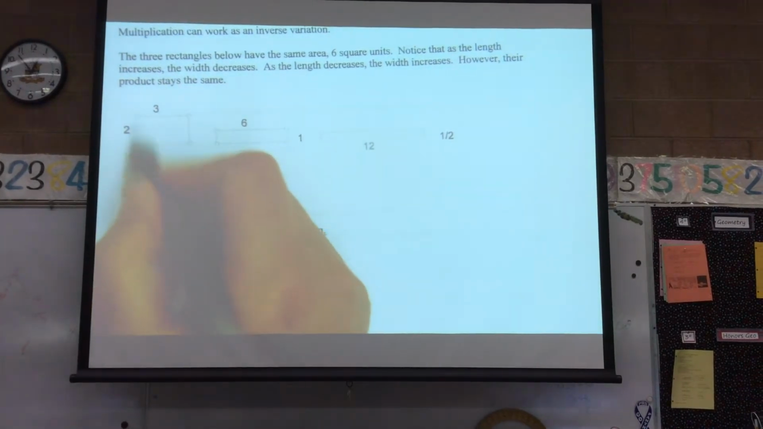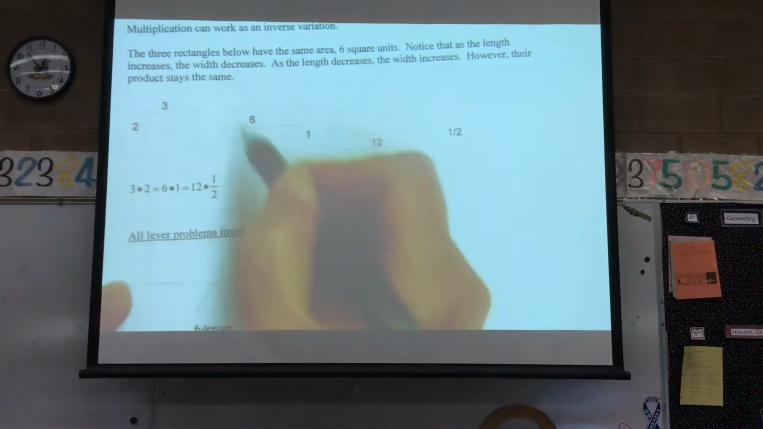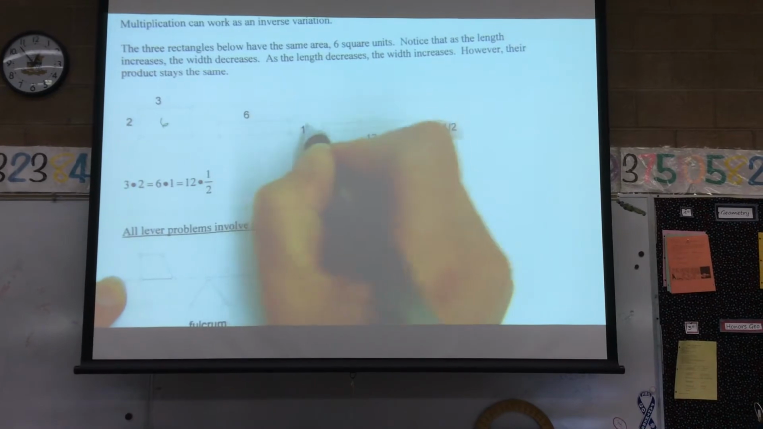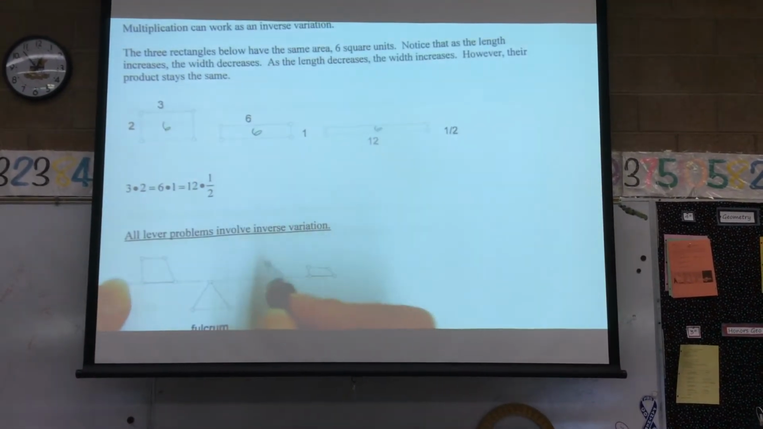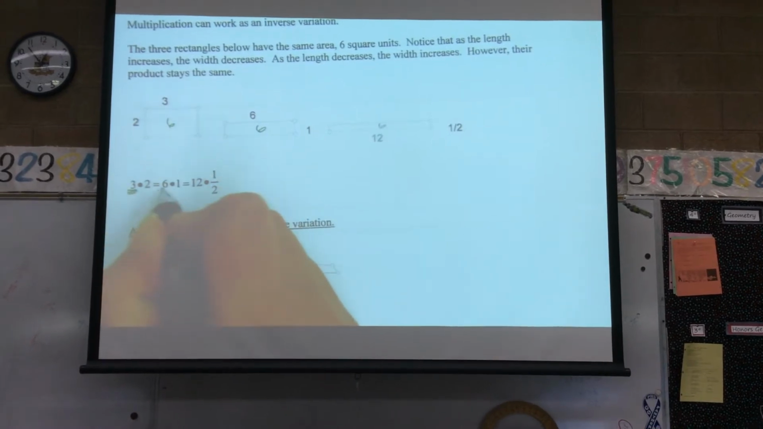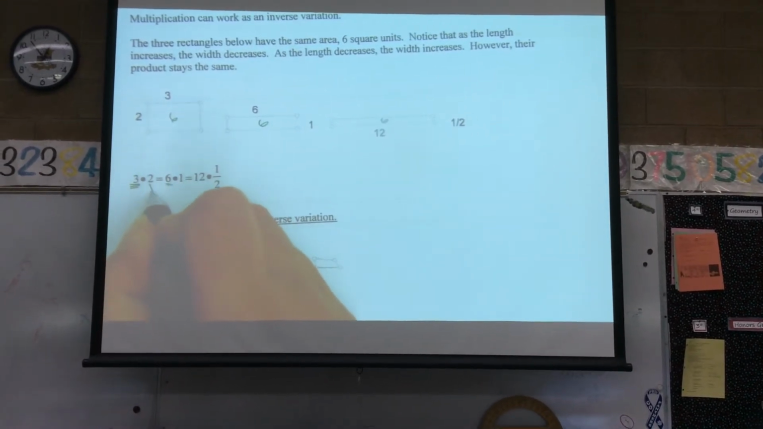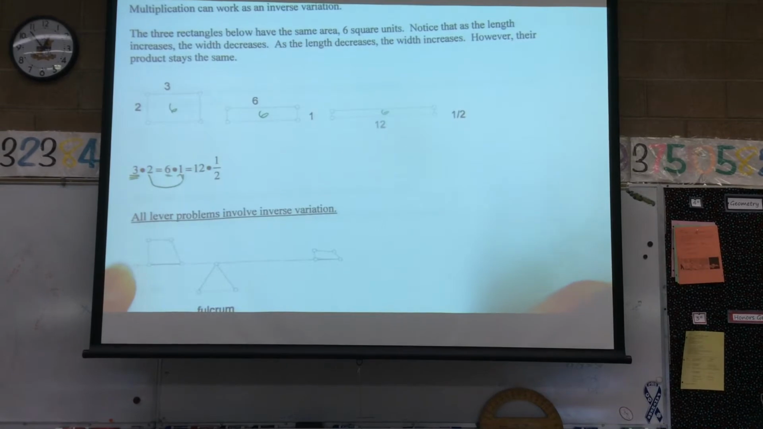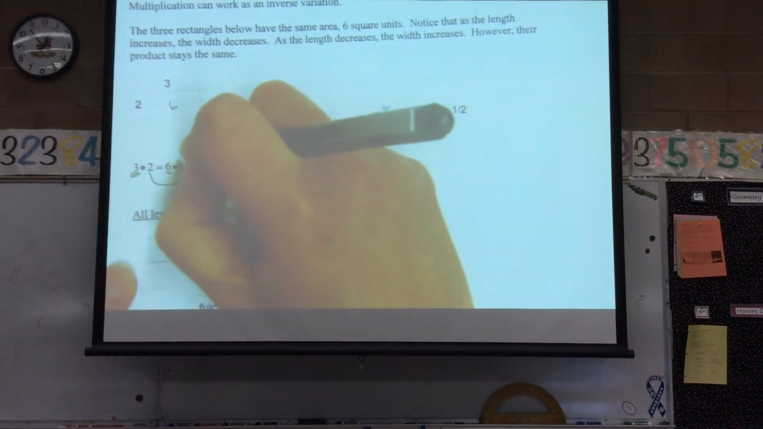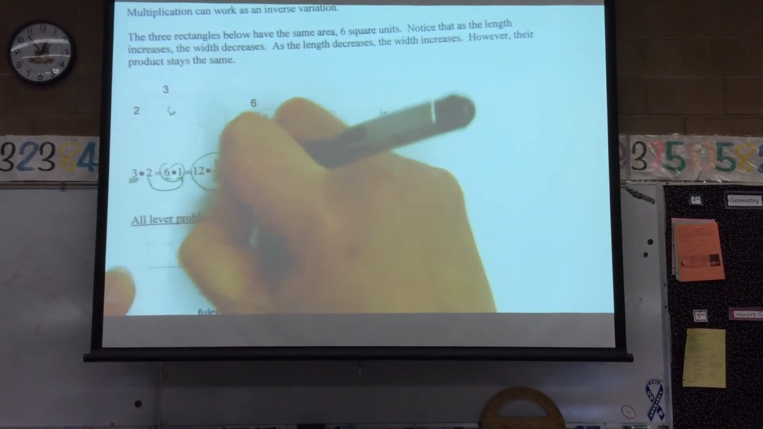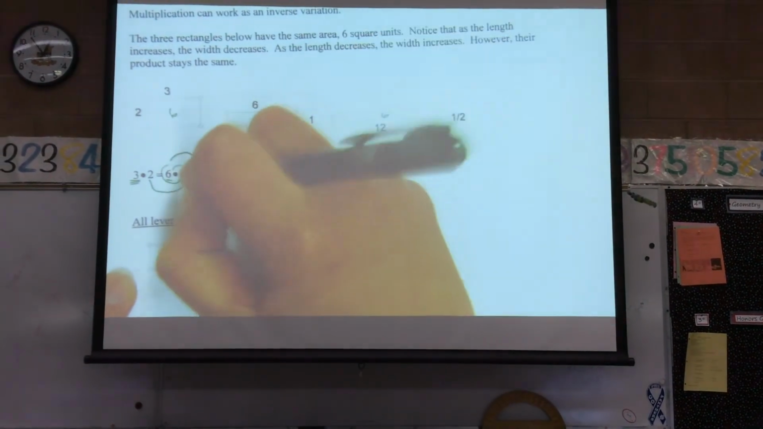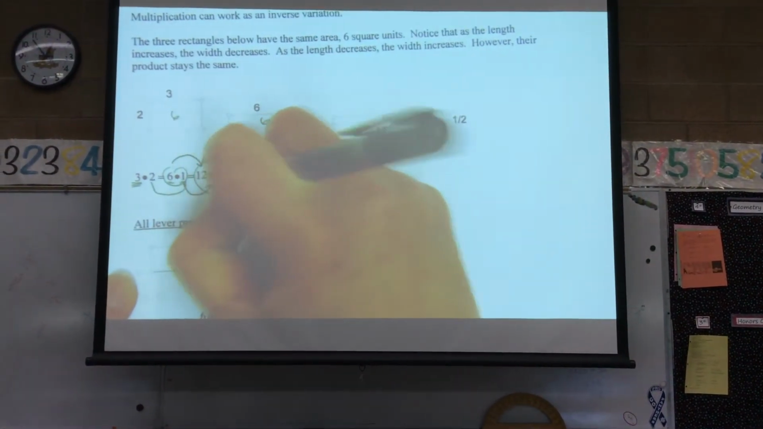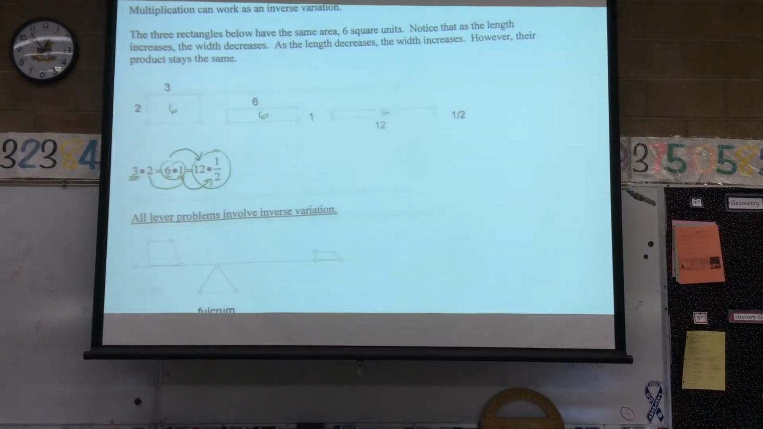So if you look at the area of a rectangle, we have 2 times 3 is still an area of 6, 6 times 1 is an area of 6, and 12 times a half is still an area of 6. As 3 increased to 6, 2 had to be chopped in half. If we have 6 times 1, it's equivalent to 12 times a half. If we doubled the 6 to get 12, we need to reduce the 1 by half so it stays balanced.